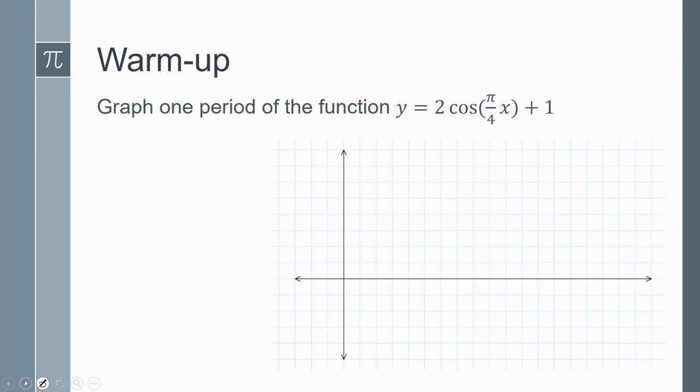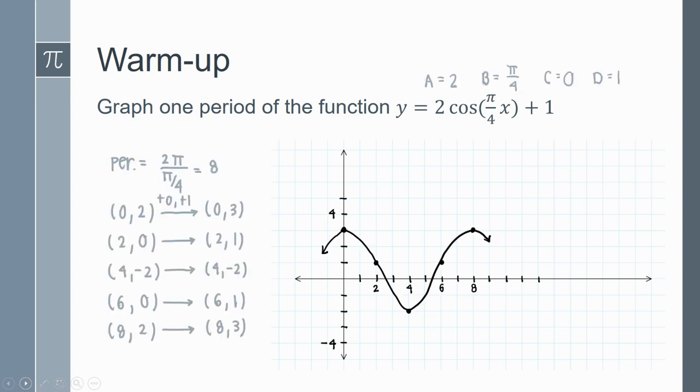All right, so we were graphing one period of the function y equals 2 times the cosine of pi over 4 x plus 1. So remember identifying A, B, C, and D. A is always the number out in front. B is always the number connected to x. There was nothing being added or subtracted inside the parentheses, so that means there's no C. And then the value on the outside of that function is 1, so that's D.